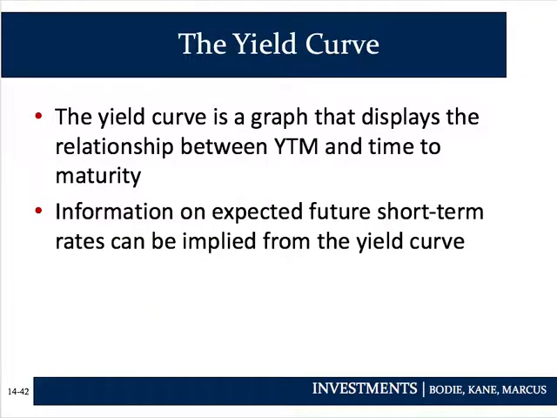So let's talk about the yield curve. A yield curve is a graph that displays the relationship between the yield to maturity and the time to maturity. The yield to maturity is going to be an interest rate, and time to maturity is going to be, obviously, a time. The information on expected future short-term rates can be implied from the yield curve.